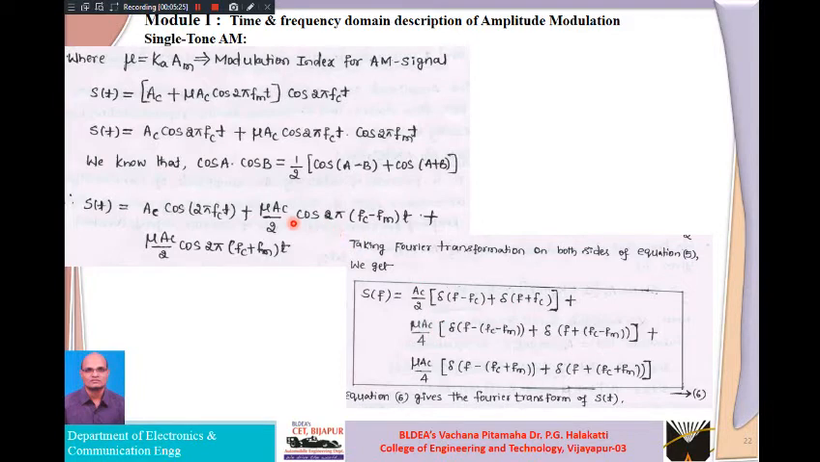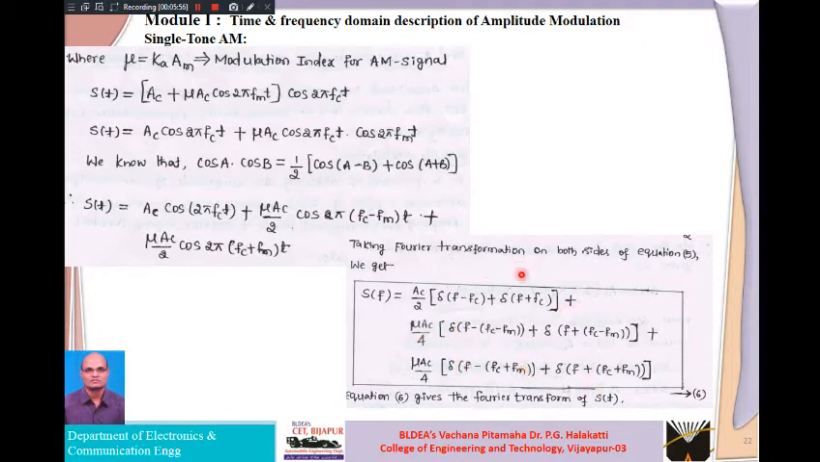Plus again we are getting mu Ac by 4. It was divided by 2 earlier, and now we are getting it divided by 4. Here also you can see Ac is there, and now it is divided by 2. When you apply the Fourier transform, we get δ(f−fc) plus δ(f+fc) divided by 2. Here also it will be divided by 2. That extra division by 2 is multiplied with this 2, and that's why we are getting mu Ac by 4. Hope you are understanding this. Like that we get equation number 6.